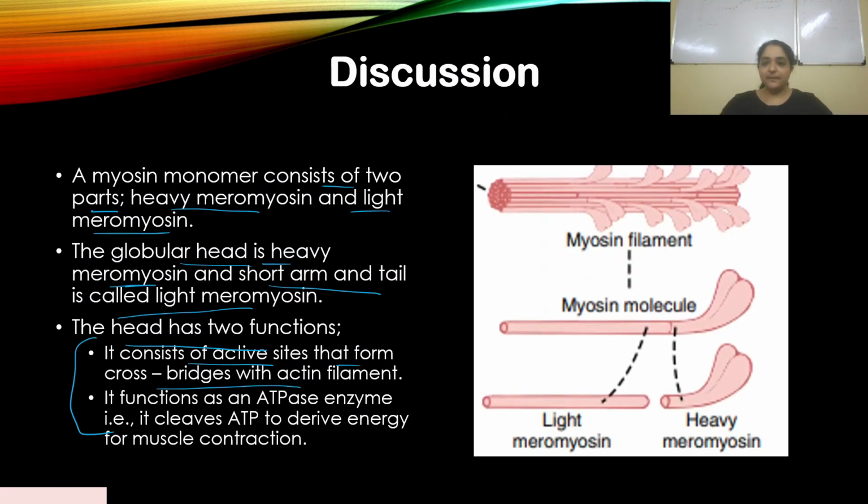So this is what a myosin filament looks like, the complete myosin filament over here. This is the myosin molecule. This is the monomer, and you have the light meromyosin and the heavy meromyosin. This is the head. This is the tail part. All right. Next question.